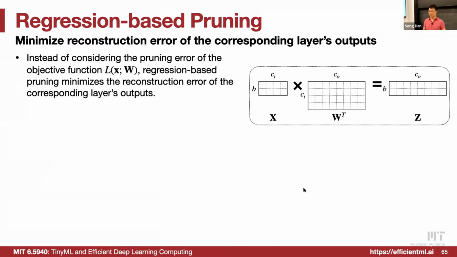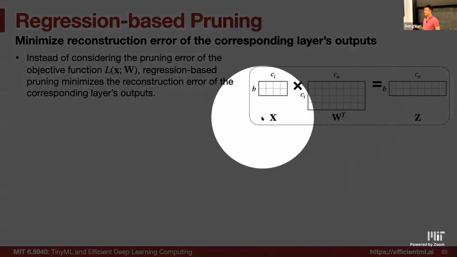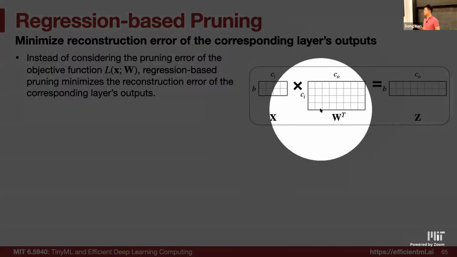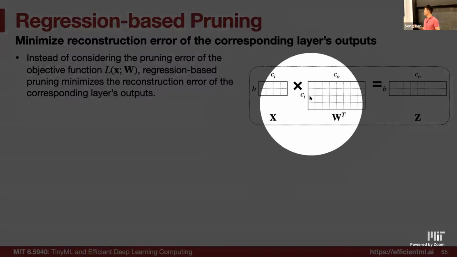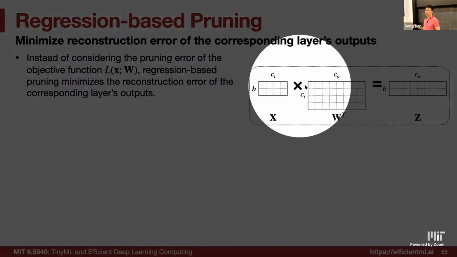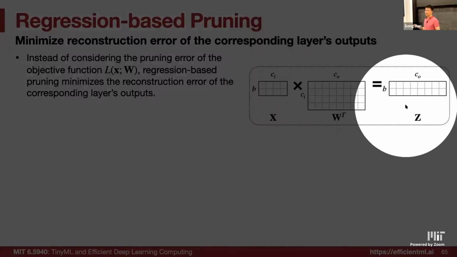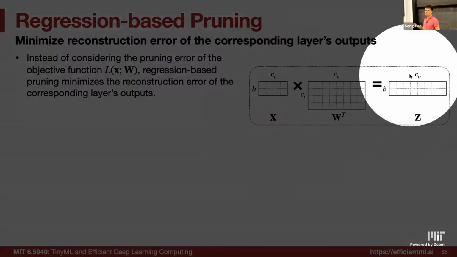That is layer-wise reconstruction. So you only need to work on one matrix multiplication to minimize the change of that matrix multiplication. For example, right here, we have an activation times the weight. The activation has batch size of 2 and 4 input channels. The weight has 4 input channels and 8 output channels. And we get an output tensor of batch size times CO.